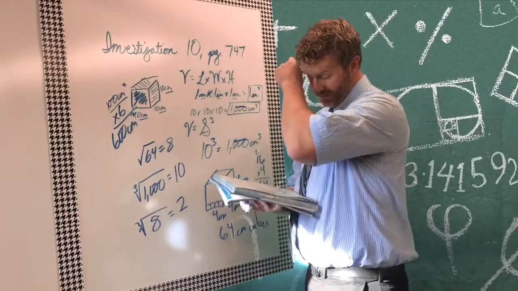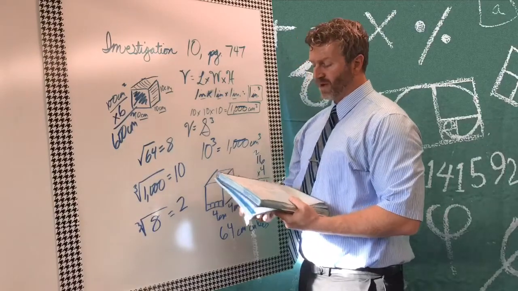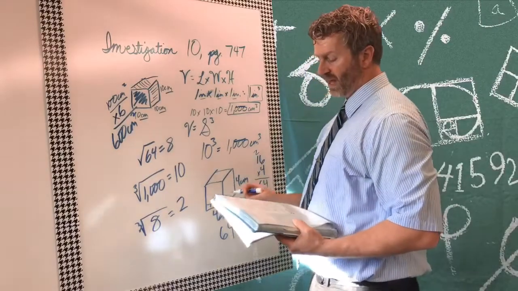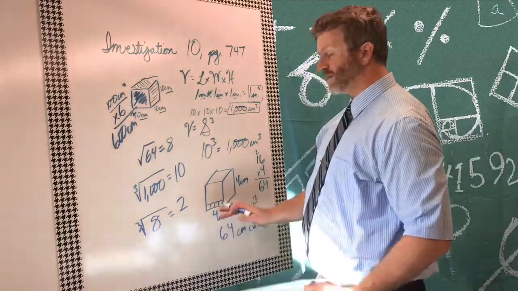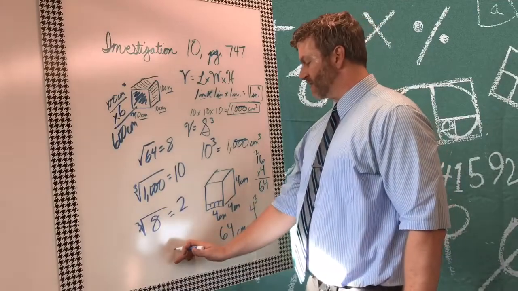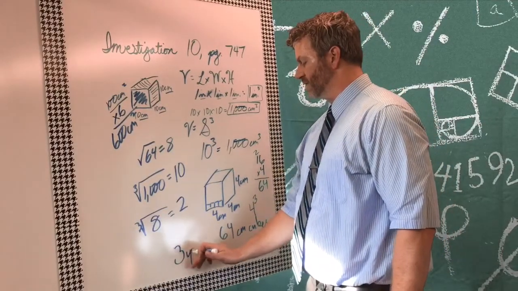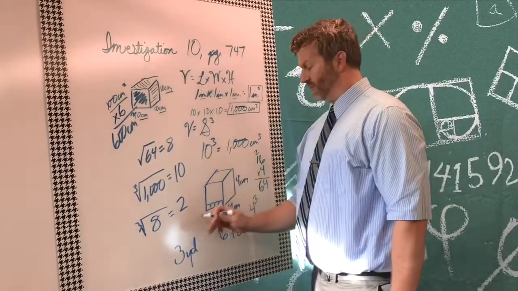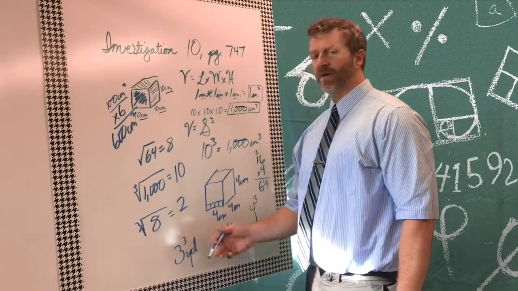Let's keep going. Now, it says, what is the volume of a cube with the side length of 3 yards? So if we have this same shape, but each side is 3 yards, let's use our equation. Let's cube that. So we got to cube 3.